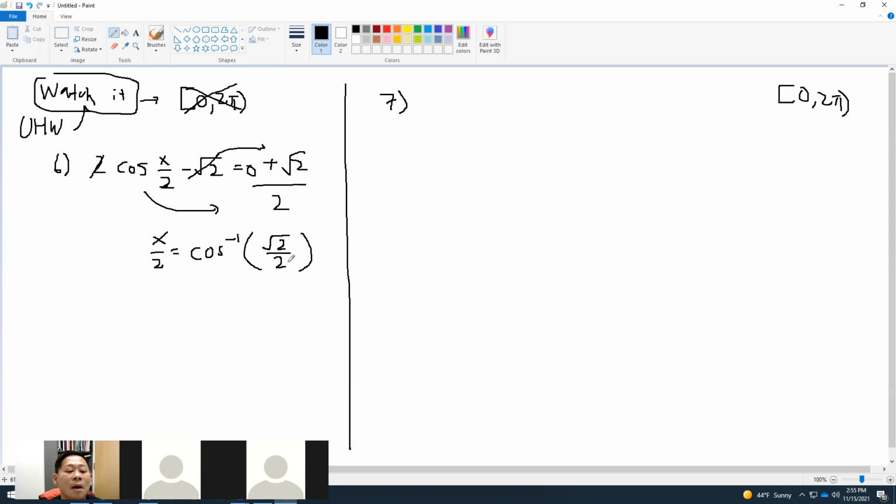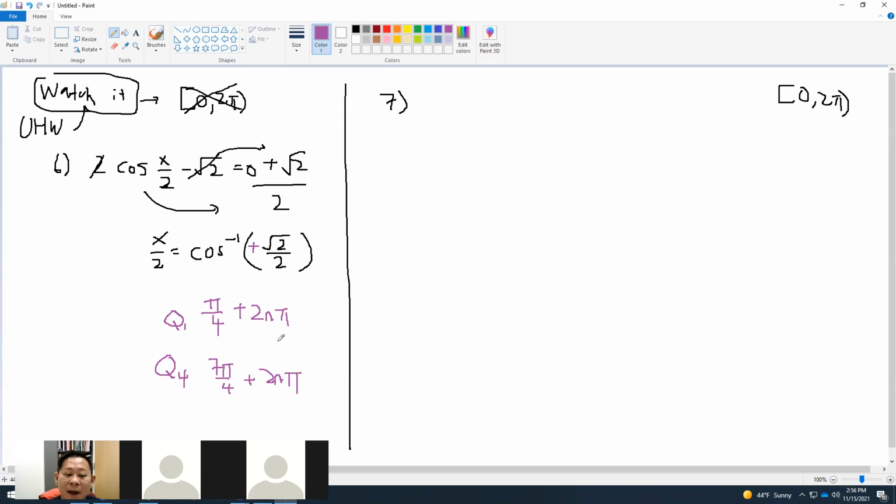Yep. How many answers do you get for this case? 2. 2, because it's only positive. So can someone tell me for cosine, positive in what quadrant? 1 and 4. 1 and 4. And what is √2 over 2 for cosine? What angle? Pi over 4 and 7 pi over 4. And since this is asking for infinite revolution, so you have to add what? 2n pi.